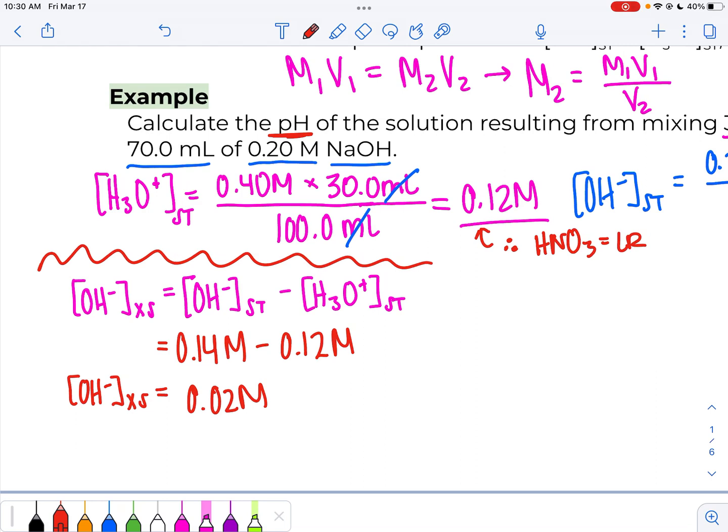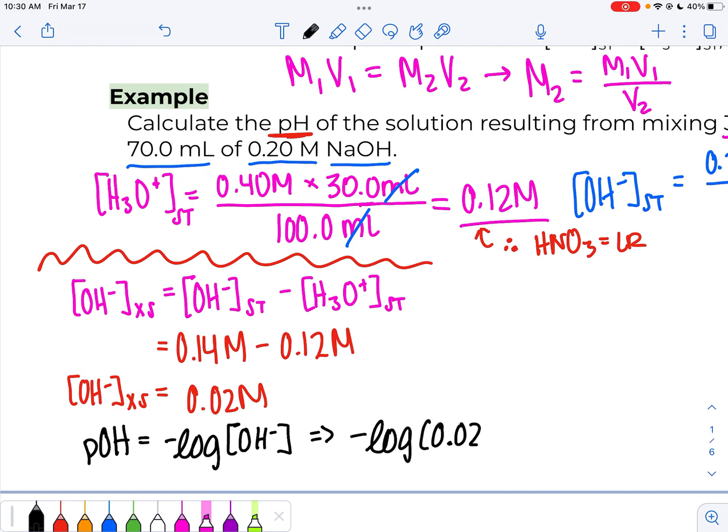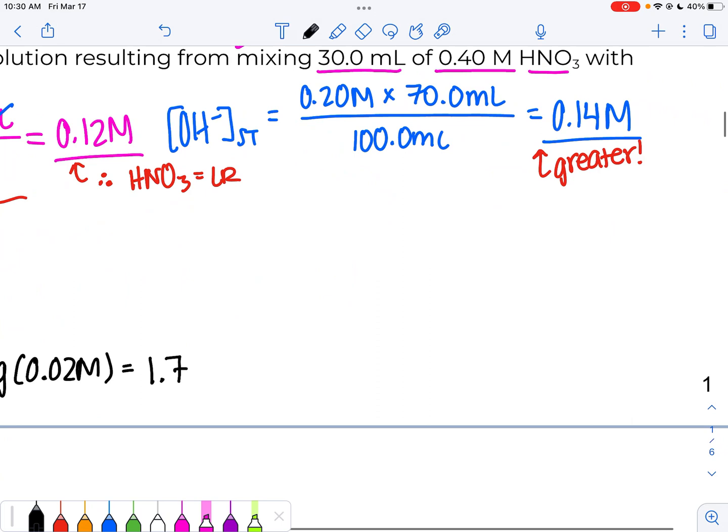No, but I can find pOH. So recall that our pOH formula is equal to the negative log of our hydroxide ion concentration. So I can plug this in to say pOH is equal to negative log of 0.02 molar. So this is going to end up with a pOH of 1.7.